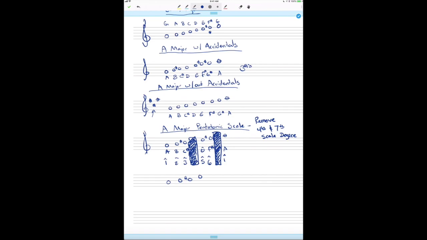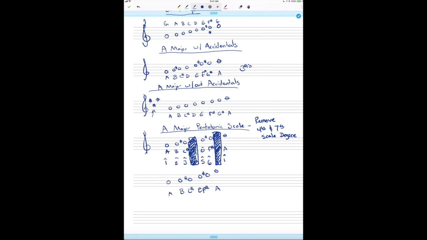So why is that important? Well, we have penta, 5 notes. Penta means 5, so that's why we get pentatonic. Pentatonic scale is 5 different notes. And we end up with A, B, C sharp, E, F sharp, and A. And so our pentatonic scale is just the major scale minus the 4th and 7th scale degree. We end up with 5 notes.